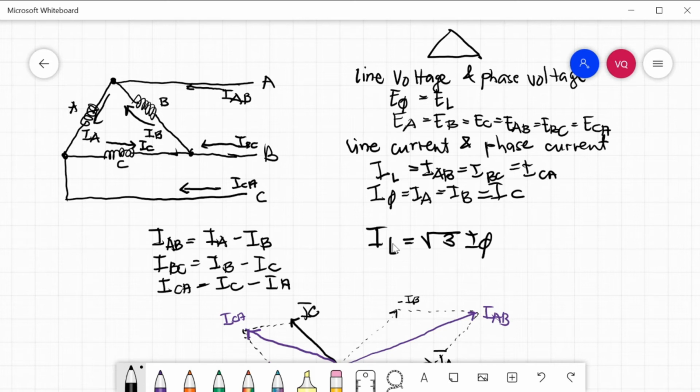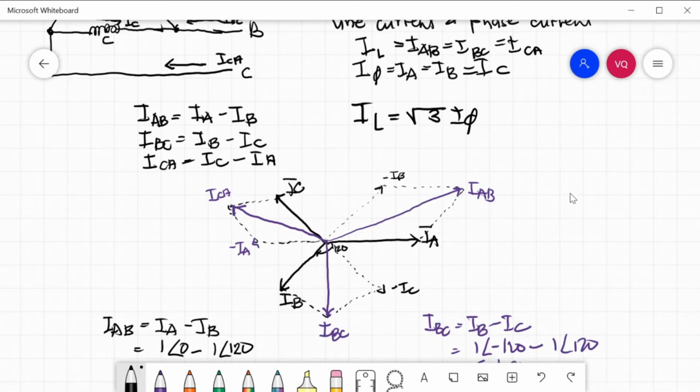So it is the opposite of the Y connection. In the Y connection, it is the E line that has the square root of 3. Here, it is the current. So we said earlier that the differences between the phase currents are our line currents. So here is the vector diagram.